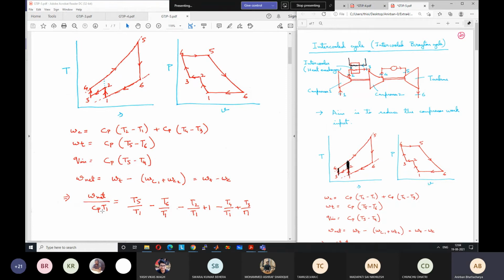To find the efficiency, divide the net specific work output by CP T1, in non-dimensional form. CP gets cancelled. We are left with T5 by T1 minus T6 by T1 minus T2 by T1 plus 1 minus T4 by T1 plus T3 by T1. We are just dividing W net by CP T1. Now, what is done in practice is that T3 is equal to T1.